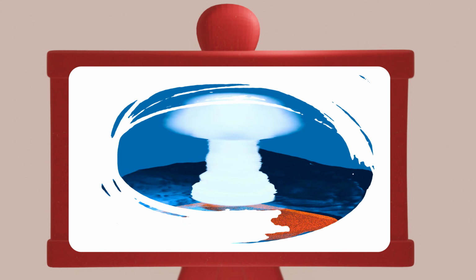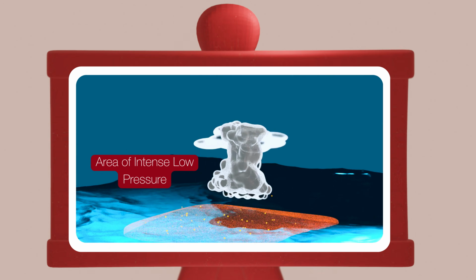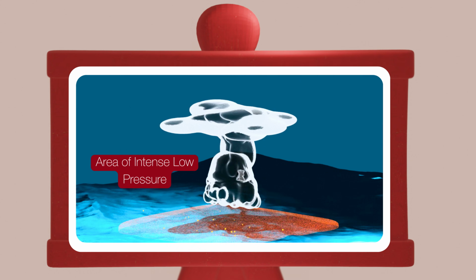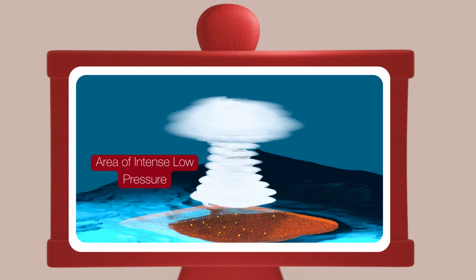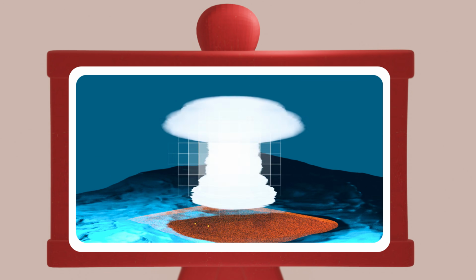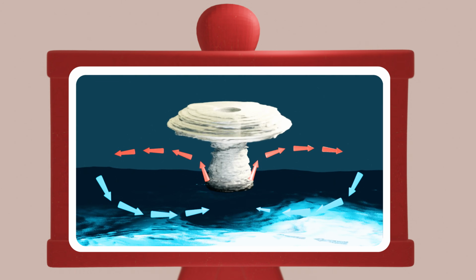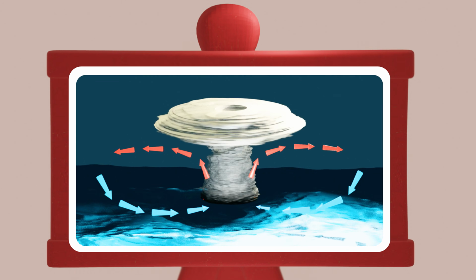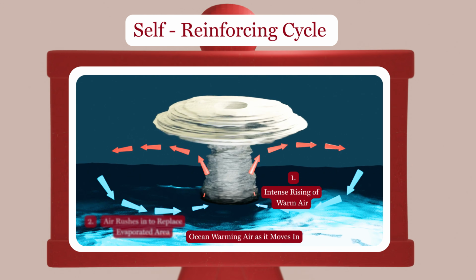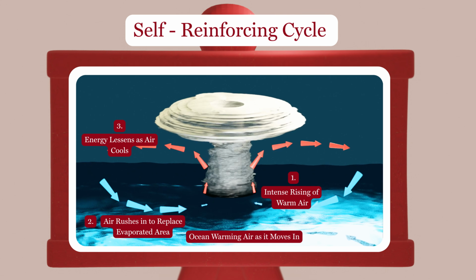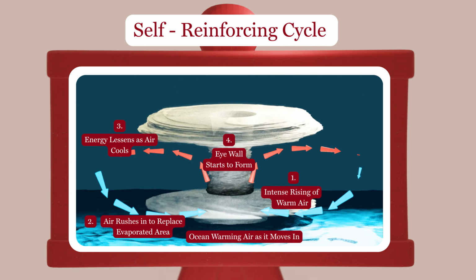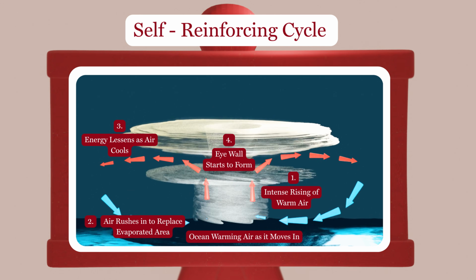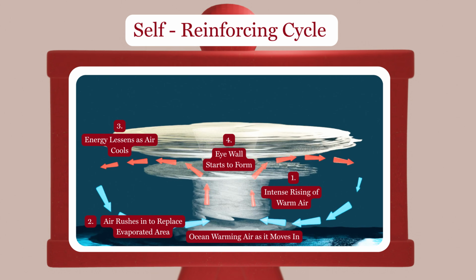As air continues to rise, air pressure at the surface drops even further, creating an area of intense low pressure. Air from the surrounding areas of high pressure rushes in towards this low pressure zone, picking up more moisture from the ocean as it does so. This creates a self-reinforcing cycle. The more the air rises and cools, the more heat is released, and the faster the storm strengthens.